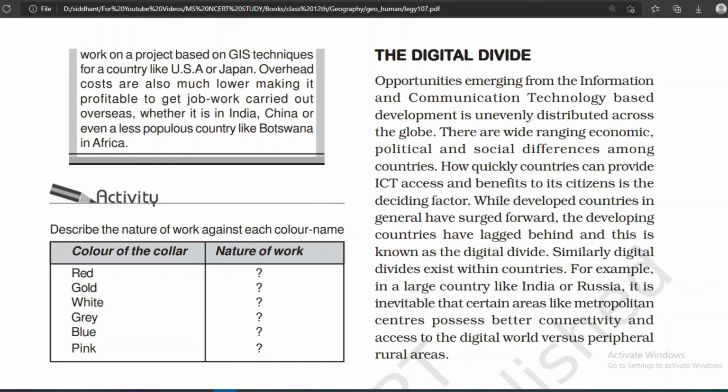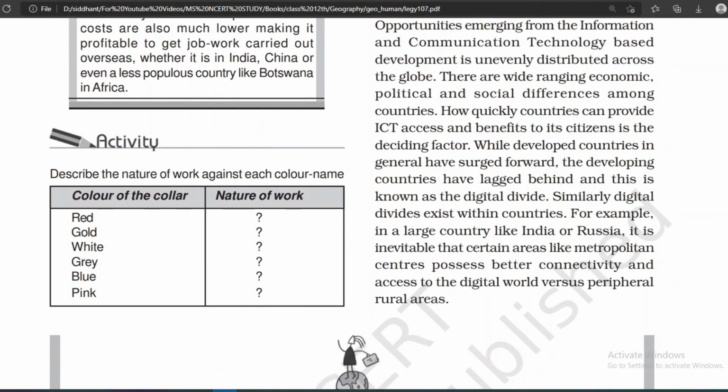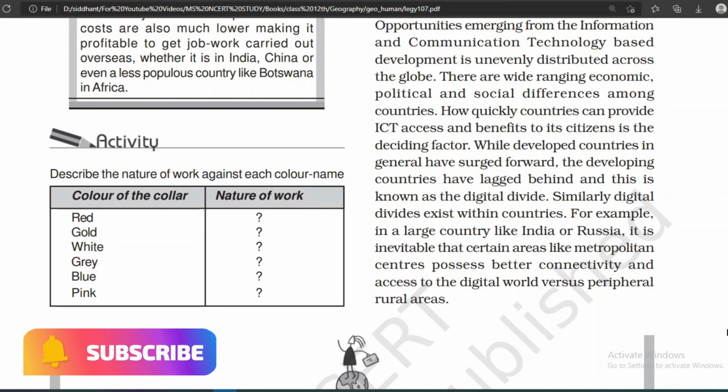While developed countries in general have surged forward, the developing countries have lagged behind, and this is known as the digital divide. Similarly, a digital divide exists within a country. For example, in a large country like India or Russia, it is inevitable that certain areas like metropolitan centers possess better connectivity and access to the digital world versus physical rural areas.